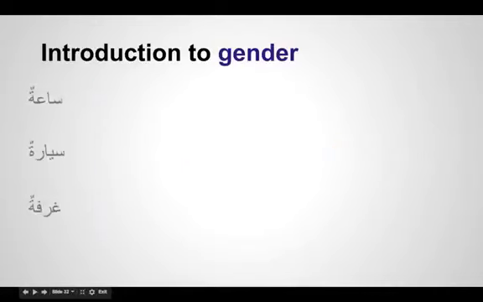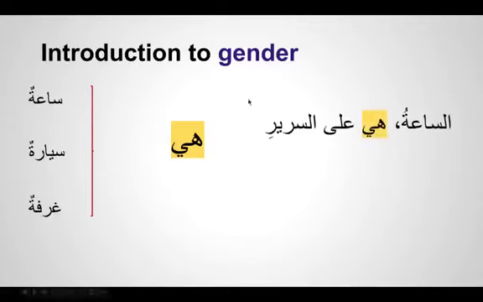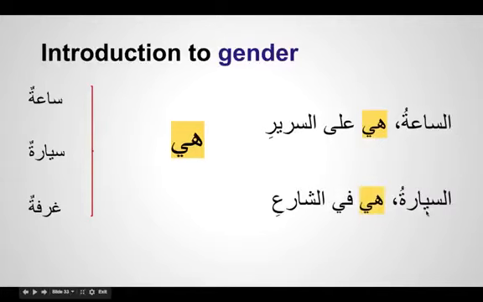If you use it for a female word, see here, Ta Marbuta means all feminine words. Sa'atun means watch, sayyaratun means car, ghurfatun means room. These words will be referred to as hiya. So you say As-sa'atu hiya ala as-sariri, it is on the bed, the watch is on the bed. Say As-sayyaratu, the car, hiya fish-shari', it is in the street. So this is how you use huwa and hiya in place of "it".